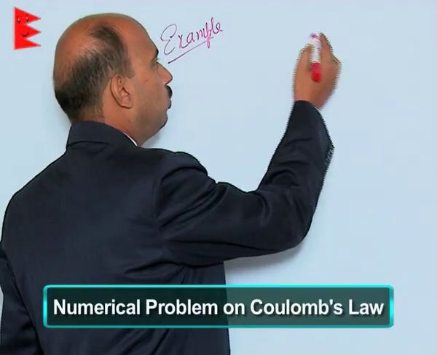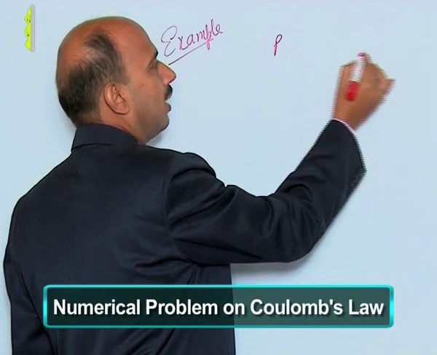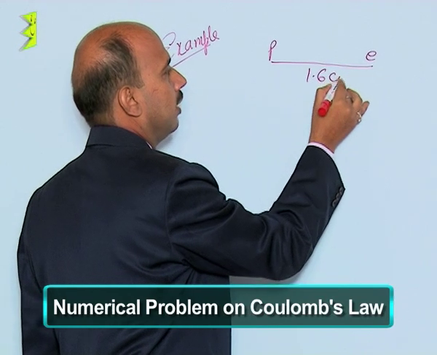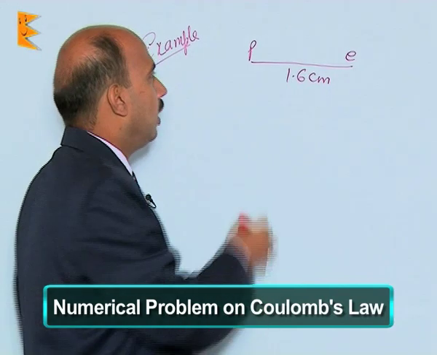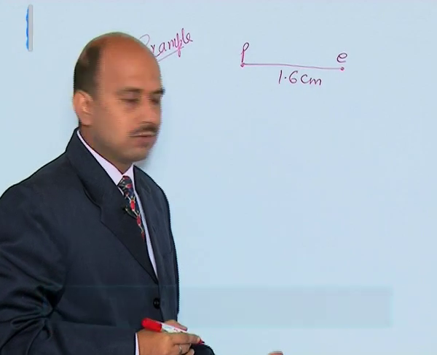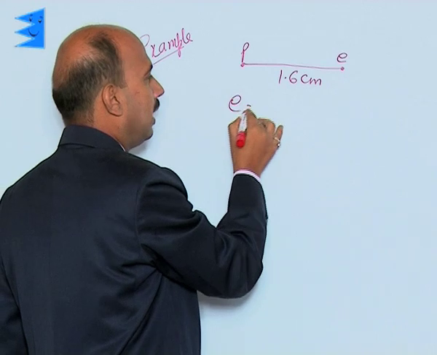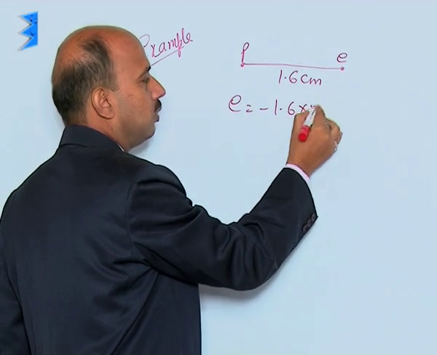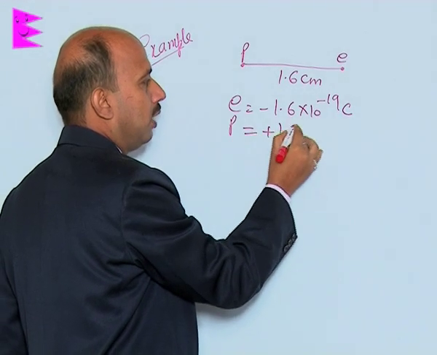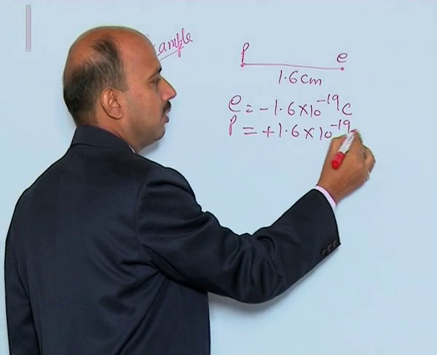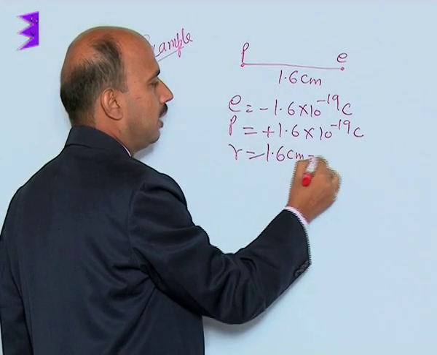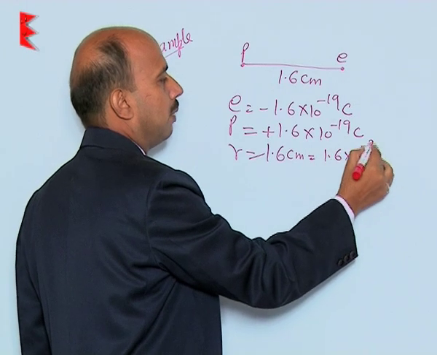Now see here, there are two charges, one is suppose a proton, another one is an electron. They are separated by a distance of 1.6 centimeter. You have to calculate the force between these two, proton and electron. We know the charge of an electron is minus 1.6 into 10 raised to power minus 19 coulomb, and charge of proton is plus 1.6 into 10 raised to power minus 19 coulomb. R is given to you as 1.6 centimeter, that is 1.6 into 10 raised to power minus 2 meter.